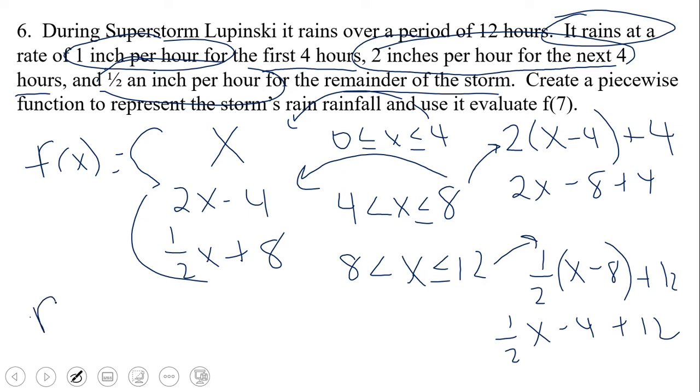So f of 7 means at hour 7, exactly how much rain has fallen. So f of 7, you're going to plug that into the second piece. 2 times 7 is 14 minus 4, which means that there are exactly 10 inches of water that have fallen at hour number 7. So you're going to see more of these, but again, anytime you have to take a word problem and write it as a piecewise function where each piece is dependent on the previous piece, you always have to take that into account.